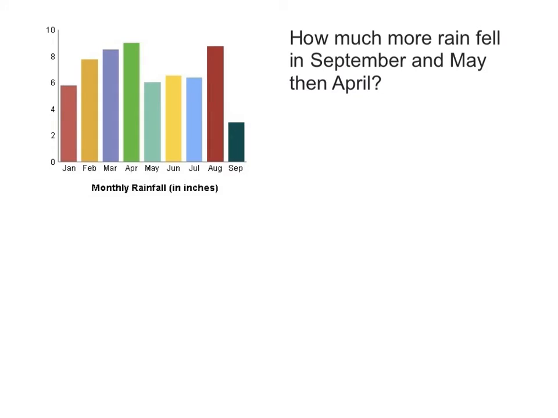So here we've got a graph about rainfall in the year and for each month. And the question is how much more rain fell in September and May than in April. So we've got a couple of important pieces of information. We've got September and May combined. We've got April. We've got "much more," which we know is a clue word for subtraction. So what we need to do here is identify how much rainfall happened at each time.